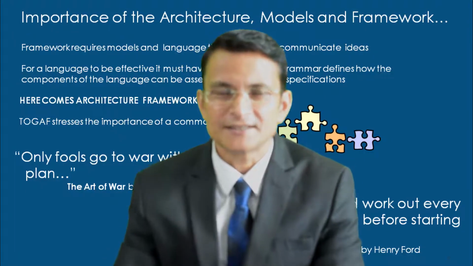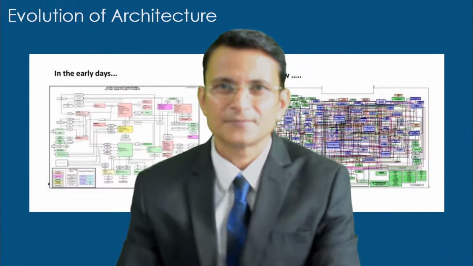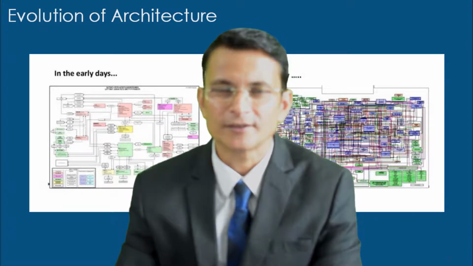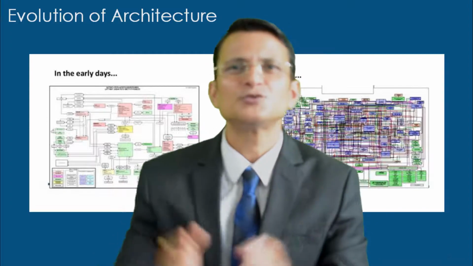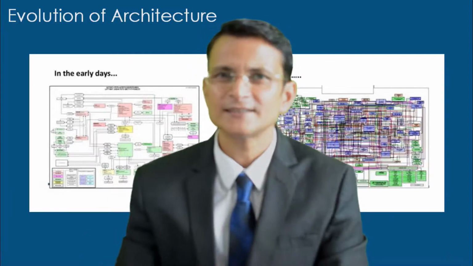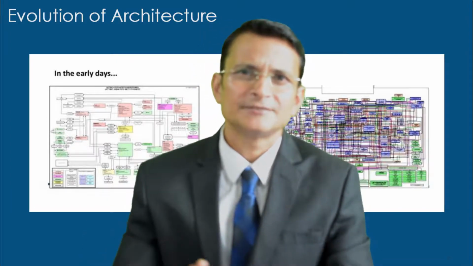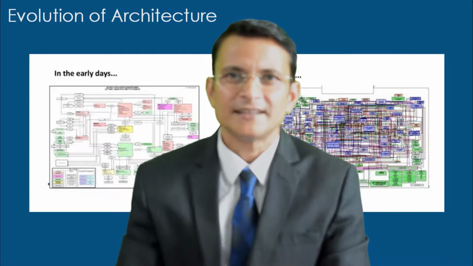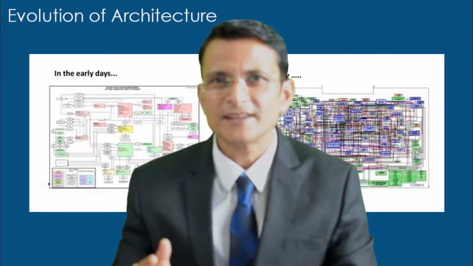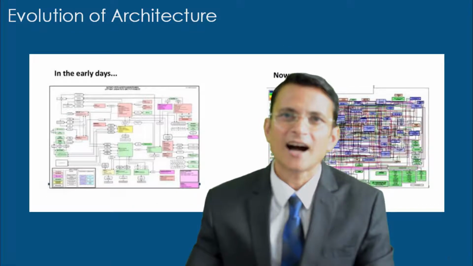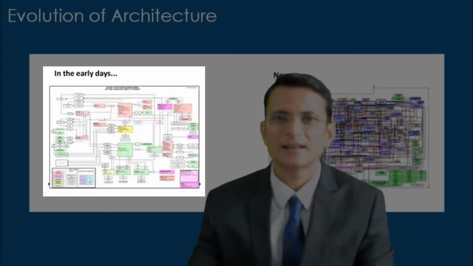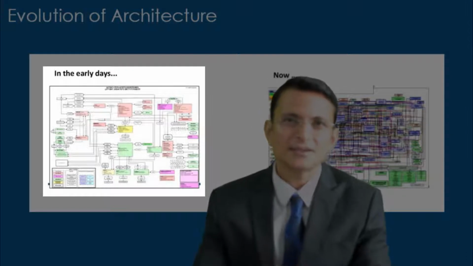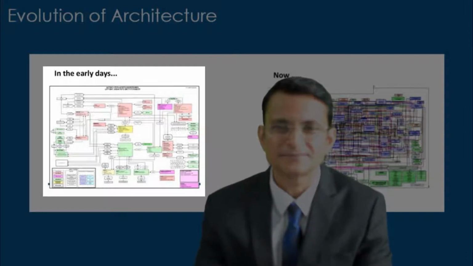Evolution of architecture. What do you think? How has architecture grown over the years? Architecture used to look very small in the earlier days. Then started a complex architecture. But how complex is it? In early days, the architecture used to look like this. In early days, the architecture used to look much simpler.